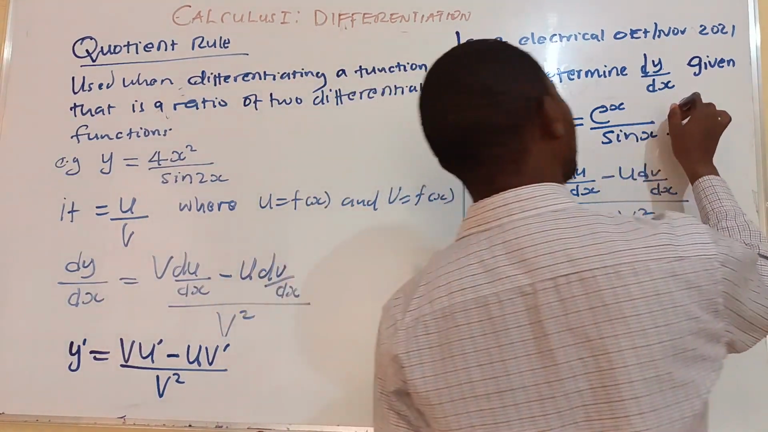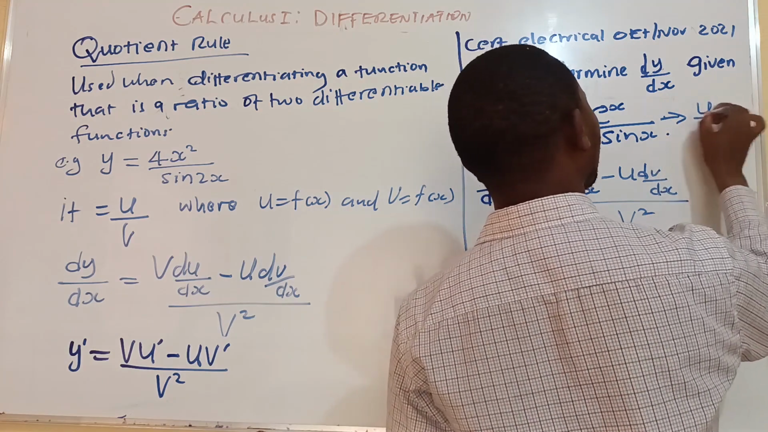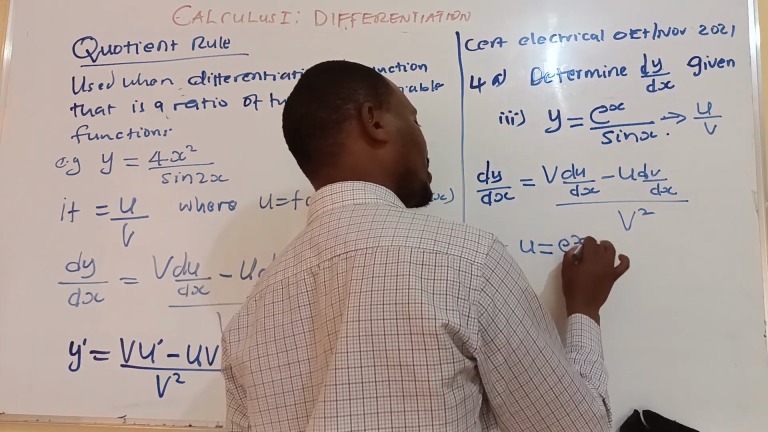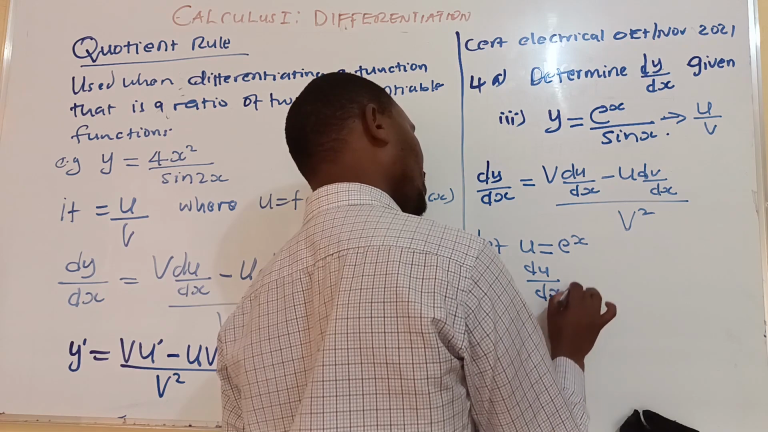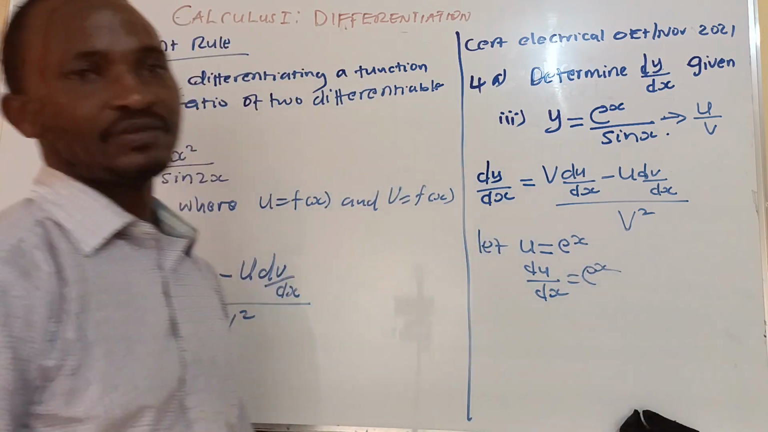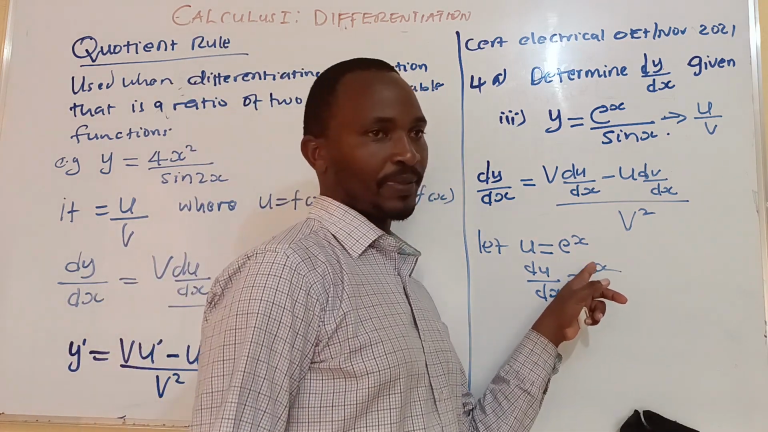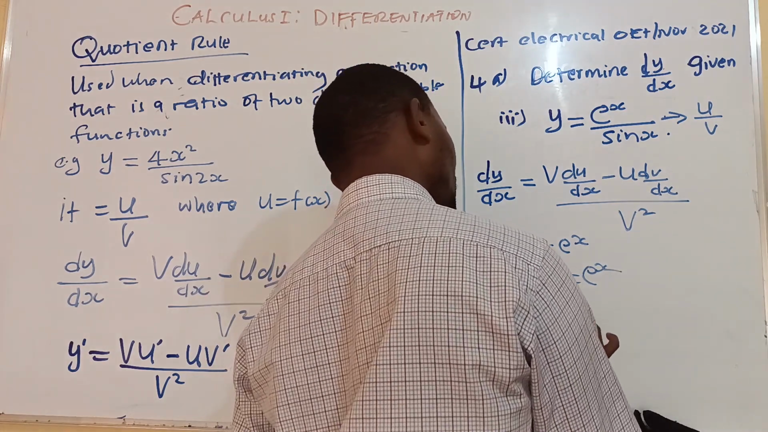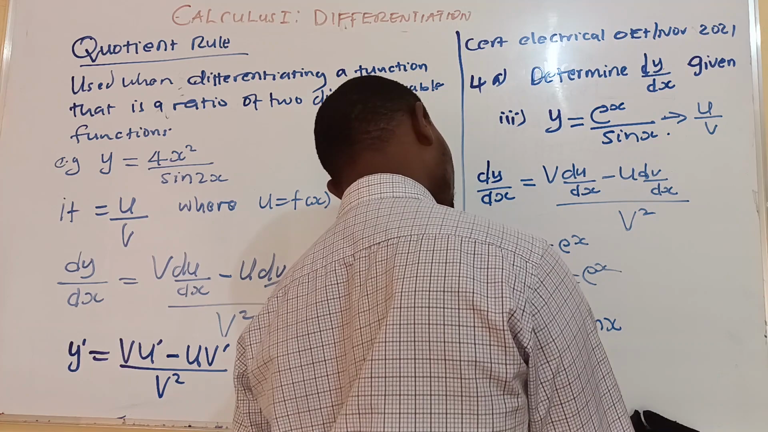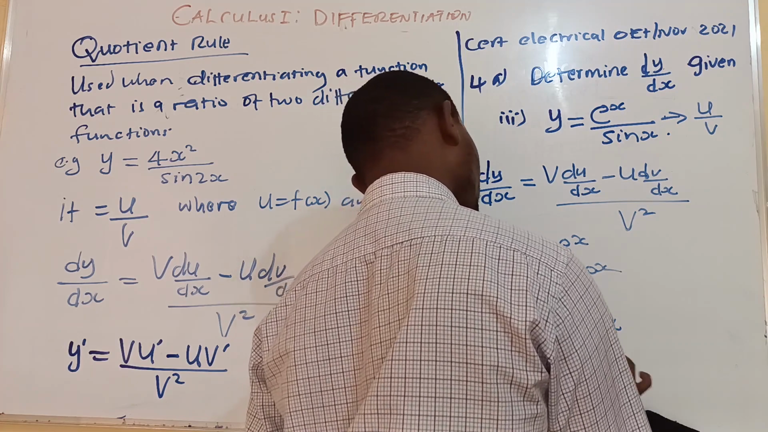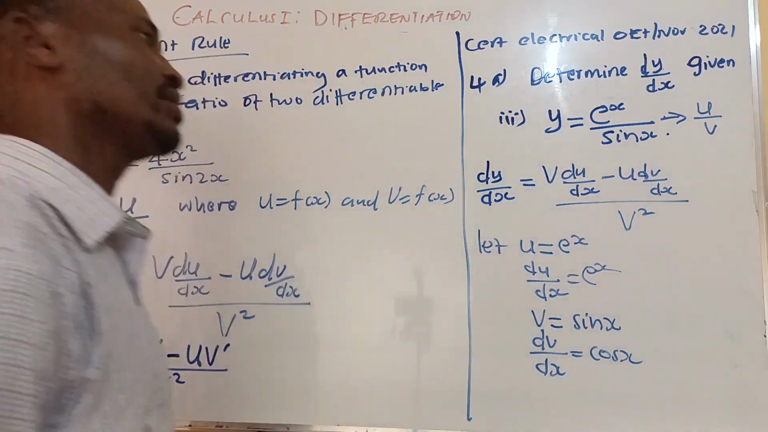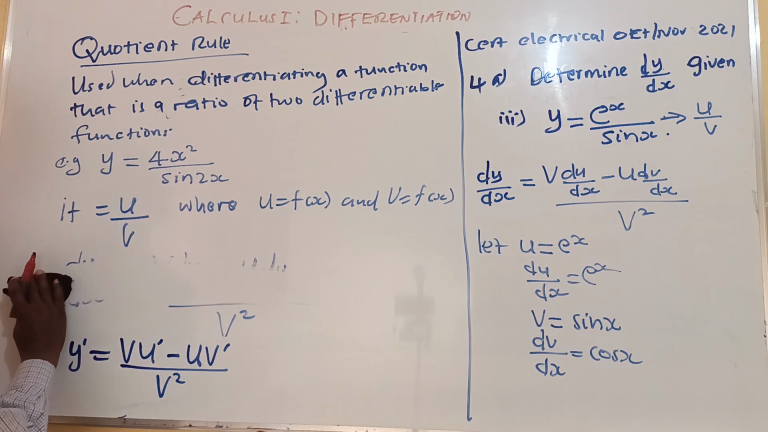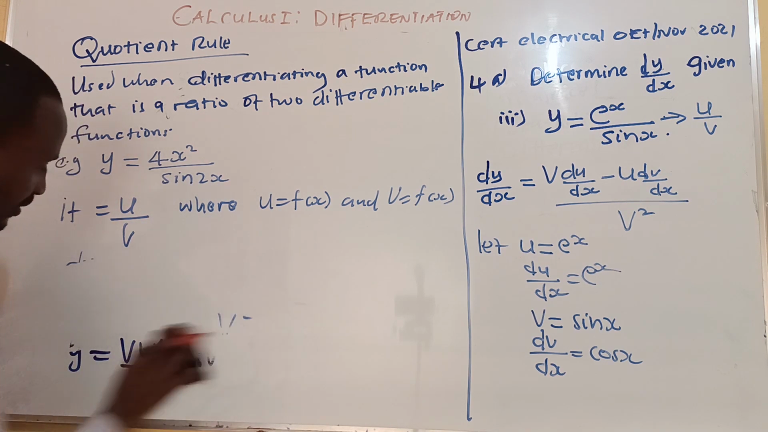Let us take this to be u over v. Let u equal exponential x. That means the derivative of u with respect to x is equal to, if you differentiate exponential x, it just remains exponential x. You can check that in your table. Again, if we take v to be sin x, the derivative of v with respect to x will be equal to cosine of x. dv dx will be equal to cosine of x. Okay. Let us go ahead.